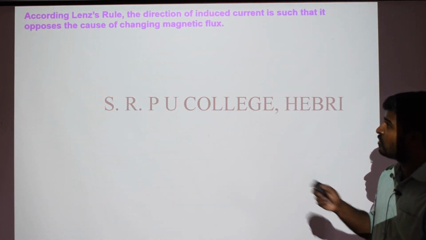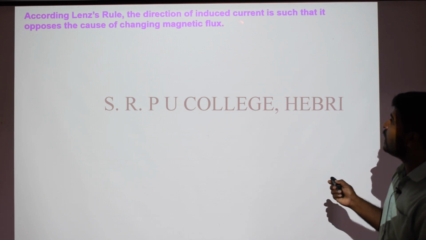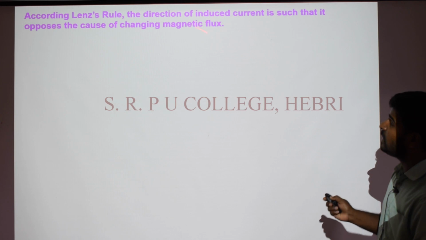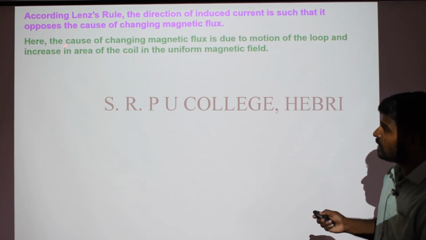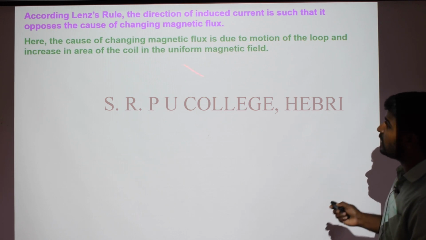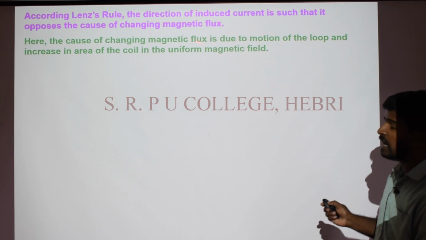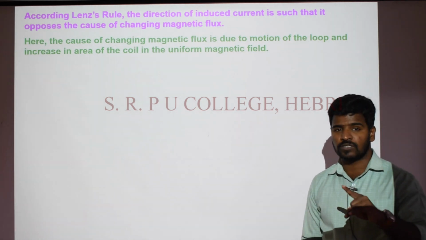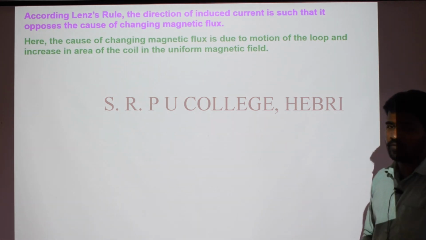According to the Lenz law, the direction of the induced current is such that it opposes the cause of change in magnetic flux. Here the cause of change in magnetic flux is due to motion of the loop and increase in area in the uniform magnetic field. The magnetic flux varies because of the area of cross section of the loop, or the movement of the loop.